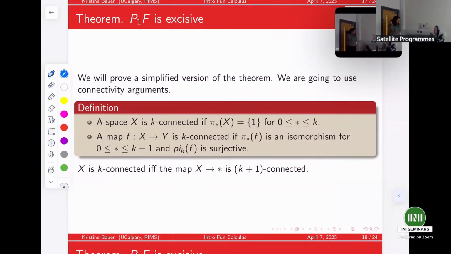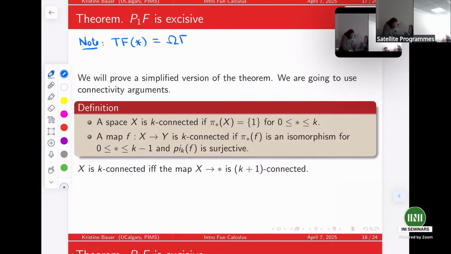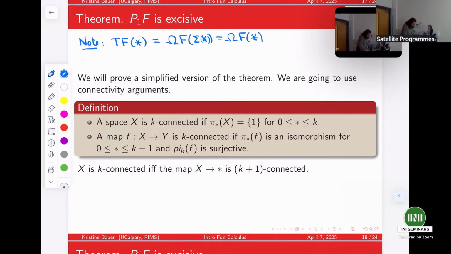So, right, I forgot to talk about the fact that this was linear. So note, PF of a point is loops F suspension of a point. But the suspension of a point is just a point. This thing is just homotopy equivalent to a point. So if F is reduced, then P1F is reduced.